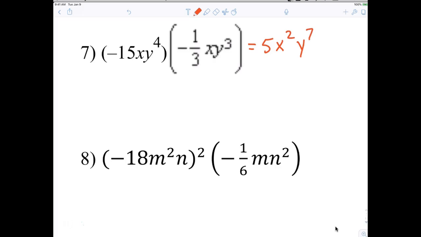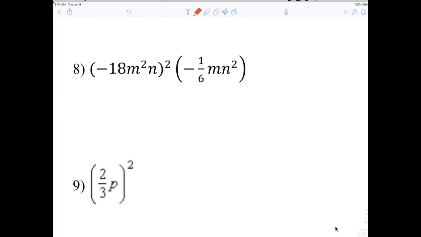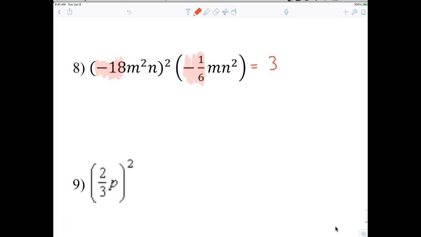Vivian, help me with number 8, please. Since the negative 18 and 7, well, I'm asking about the numbers first. Tell me what this is and this. 3, thank you. Now, M to the, oh, I'm so sorry. I didn't even see it. My brain was not thinking. I didn't even see the 2 out there.